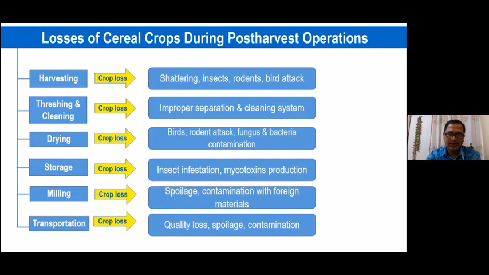We have two kinds of crops: cereal crops and horticultural crops. Cereal crops have some steps from harvesting to transportation, and each and every step has some crop losses. During harvesting, crop losses are mainly due to shattering, insects, and bird attacks. During threshing, crop losses may occur due to improper separation and cleaning systems. Drying is also critical, because virus, rodents, fungus, and bacterial contamination may occur here. Storage is also a critical place where infestation by insects and microorganisms can happen. Besides this, milling and transportation also give chances to contaminate the produce by insects, diseases, and other organisms.